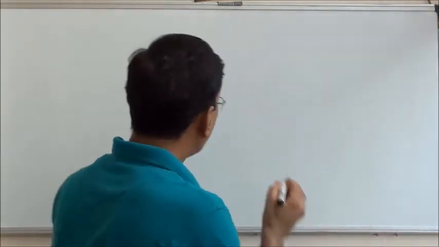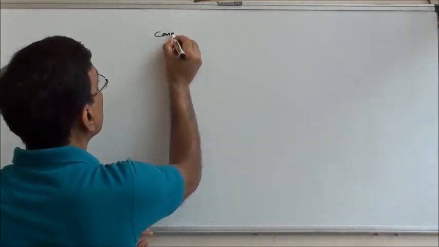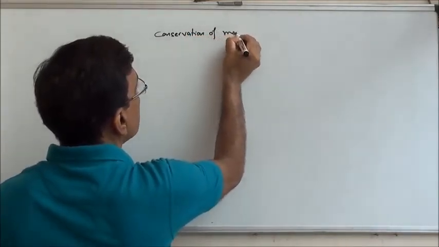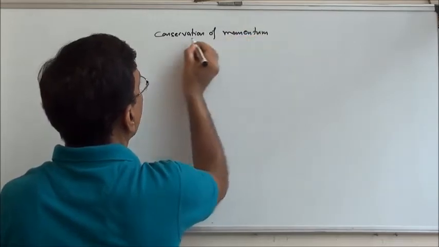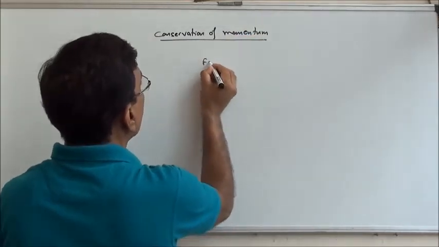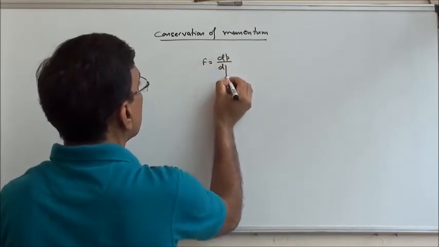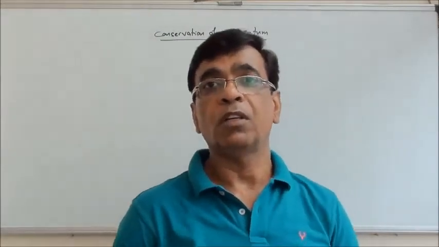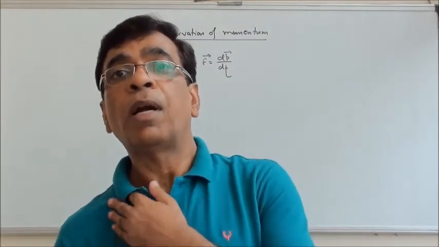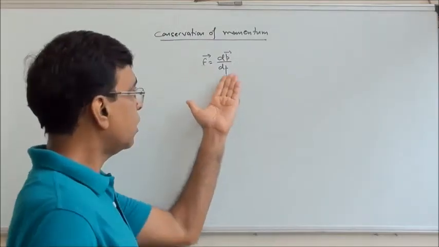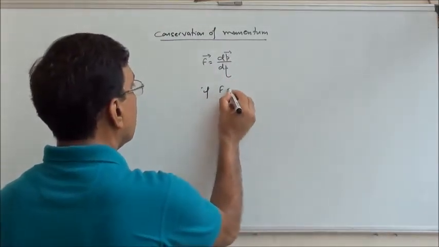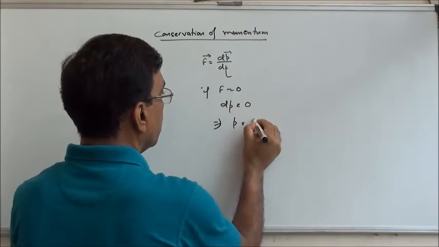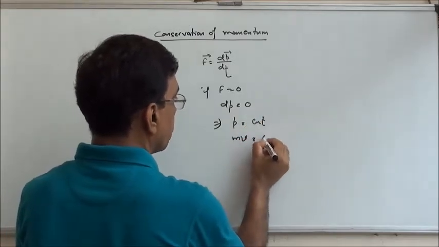Then we have also talked about the law of conservation of momentum. We have defined Newton's second law like this: the force acting on a body is equal to the rate of change of momentum. For a particle, it has been defined, so for a particle, F is dp by dt. So if F is 0, dP is 0, which means P is constant, or mv is constant.